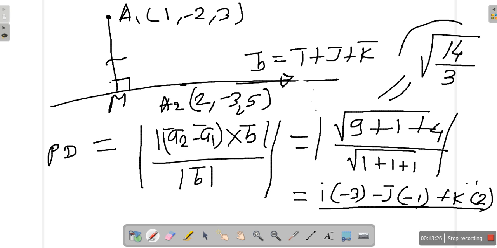Same answer as we got from the previous exercise, but this is the quicker method. In CET you can use this method if they ask you the perpendicular distance of a point from a line, where there is no need to find the coordinates of the foot of perpendicular. So this is one example. Let us go ahead with the second example. I hope you have understood this clearly. You can memorize this formula for perpendicular distance between a point and a line.